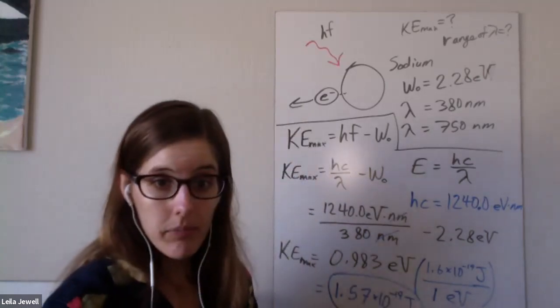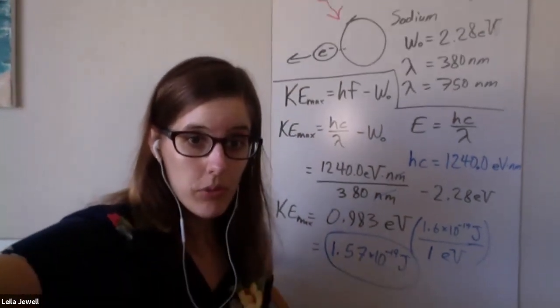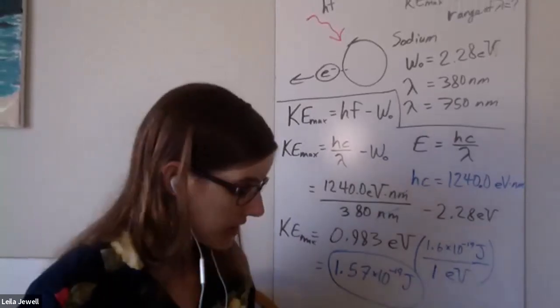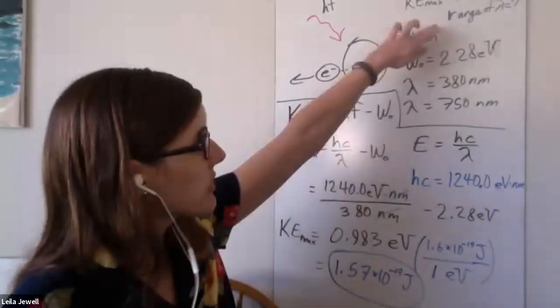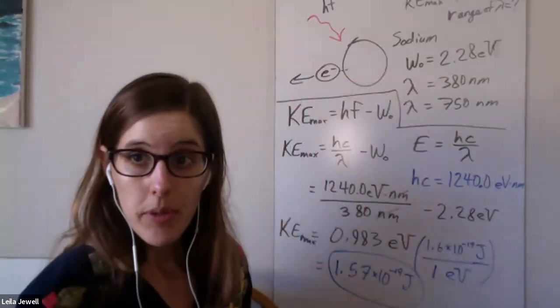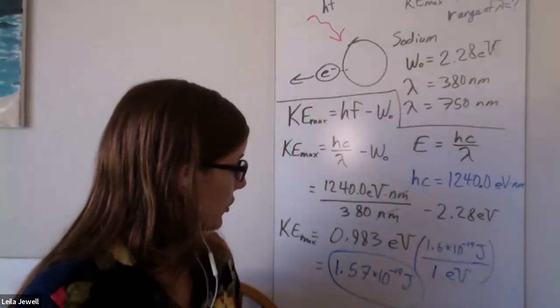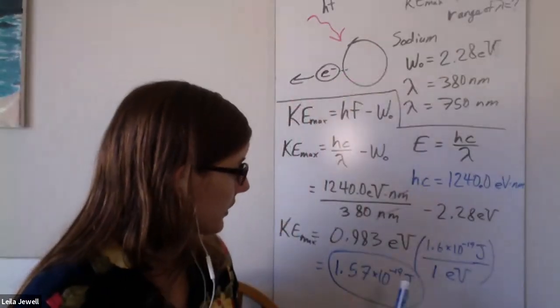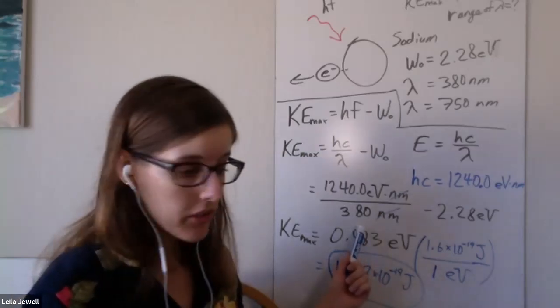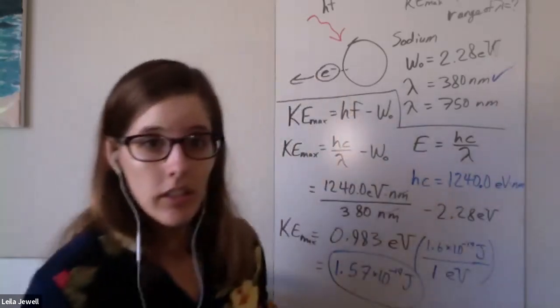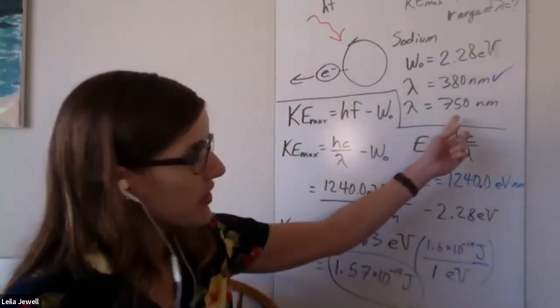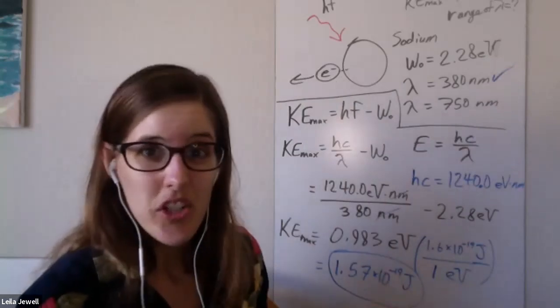So there we have it. We didn't have to switch to joules until the very end, which I find easier to do. Now we want to know the range of wavelengths that will produce this emission of photoelectrons. So we've already found that 380 works. So that one, cool. But will 750? That's going to be the least energetic.